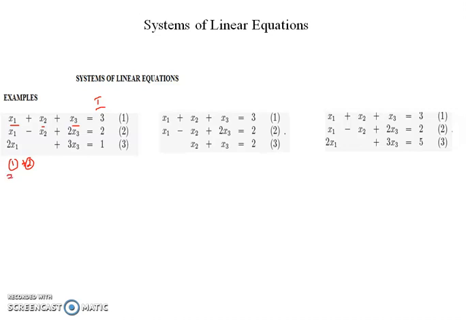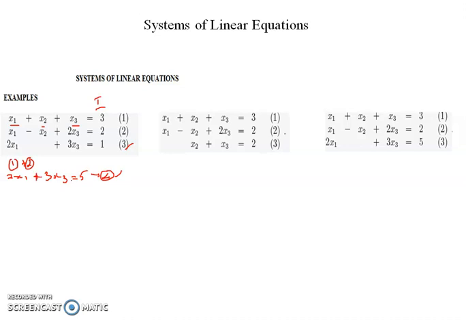2x1 plus 3x3, which is equal to 5. So in this case what happens, this is a new equation generated after solving equation 1 and 2. So when you are comparing the equation 3 and equation 4, the left hand side is same, isn't it?